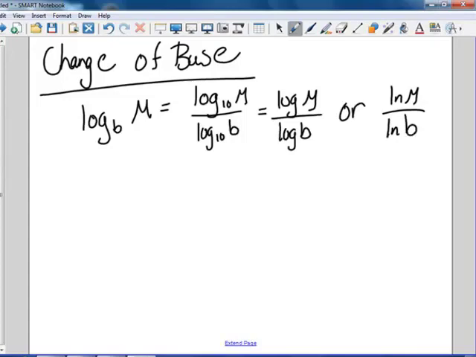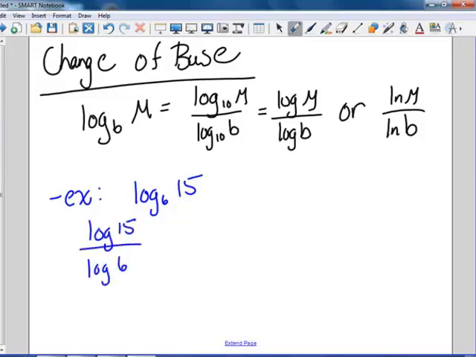So let's try log base 6 of 15. There's 2 ways you can do this. You can just hit log 15 and divide by log 6. If you did this one at a time and jotted down, on top you'd have 1.17609, probably keep a couple decimal places. Bottom you get 0.77815. Either way, you should be getting 1.51.